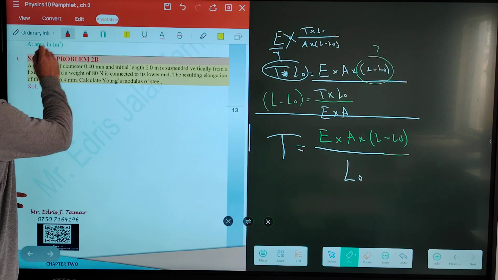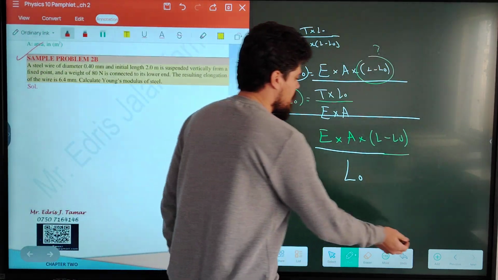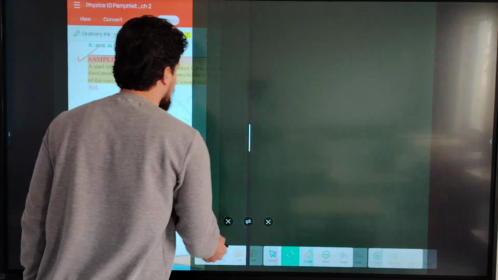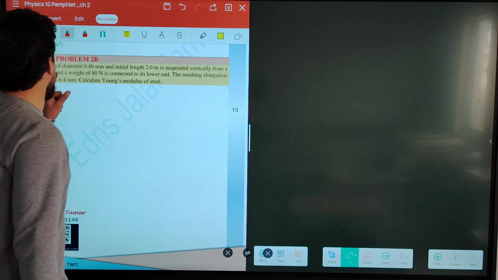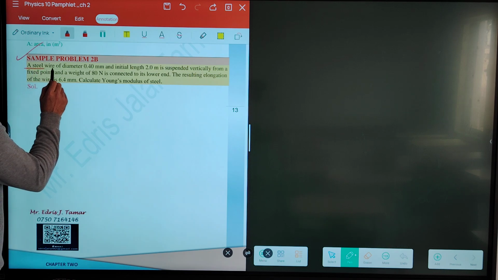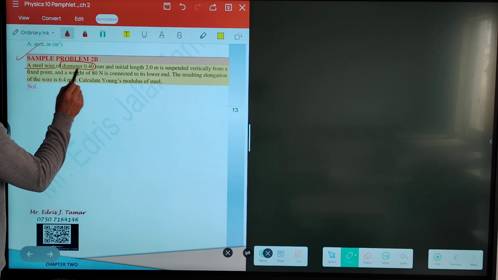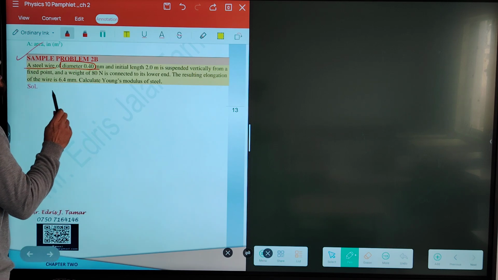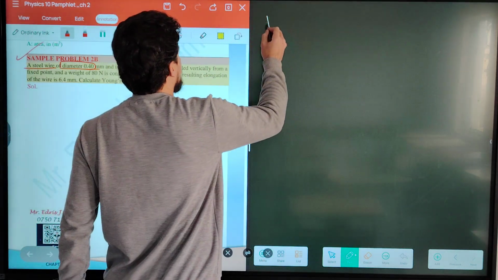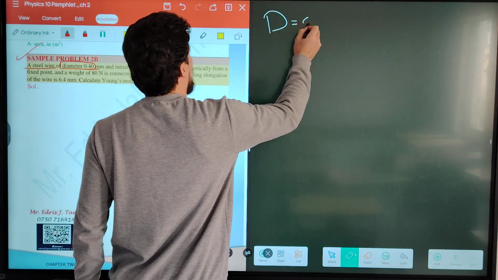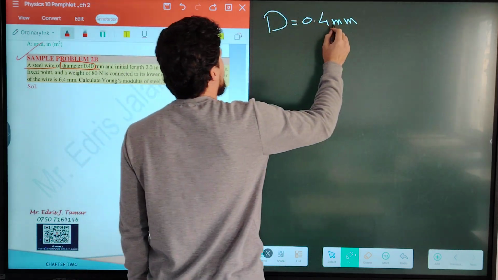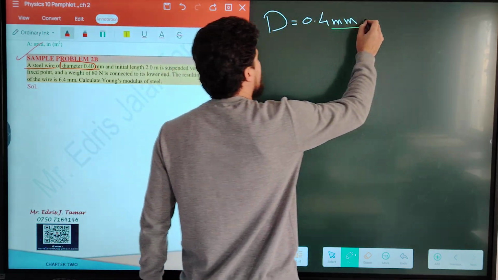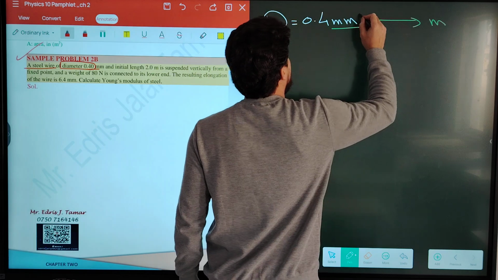Okay, guys, look at sample problem 2b. Sample problem 2b. The question says a steel wire of diameter. What is this 0.4? This is diameter. Diameter is given in millimeter, 0.4 millimeter. Guys, be careful. Not allowed to solve the question with millimeter. You have to directly convert to meter.